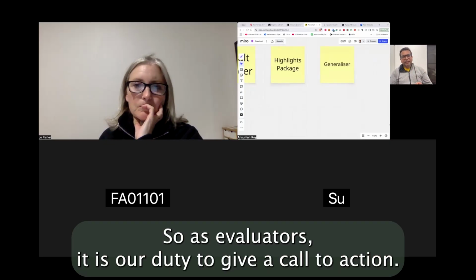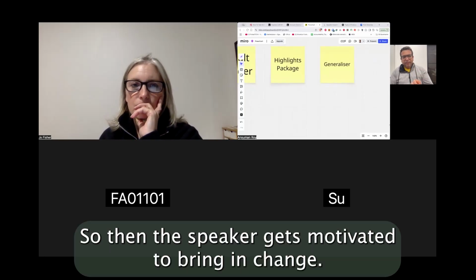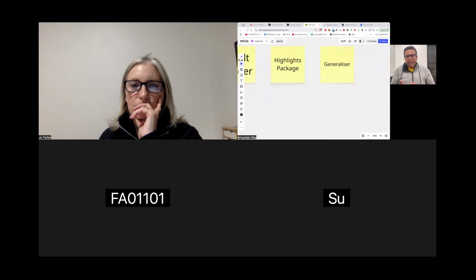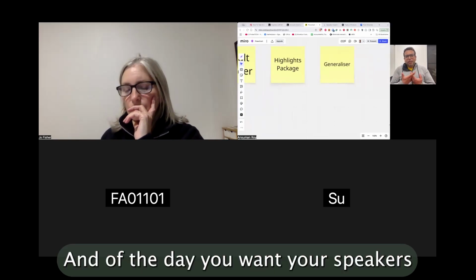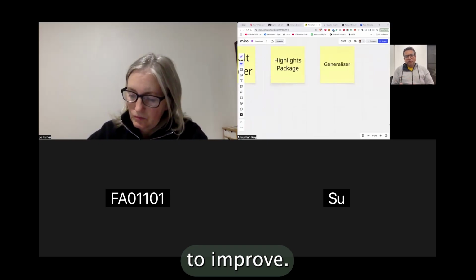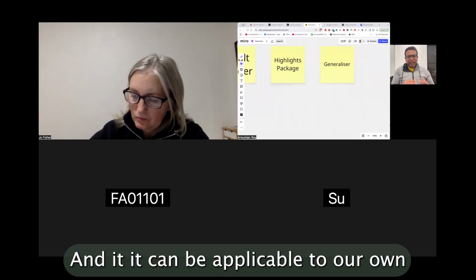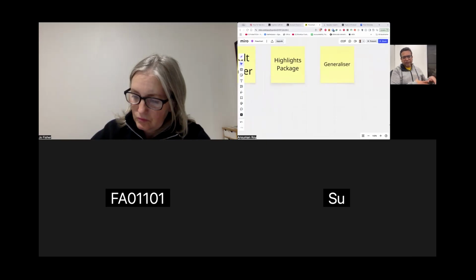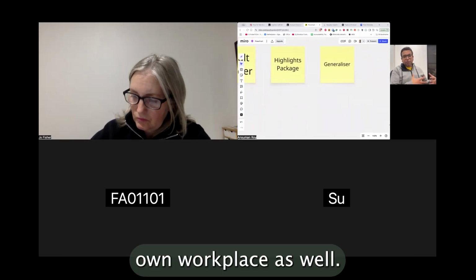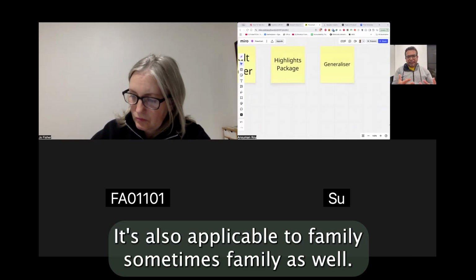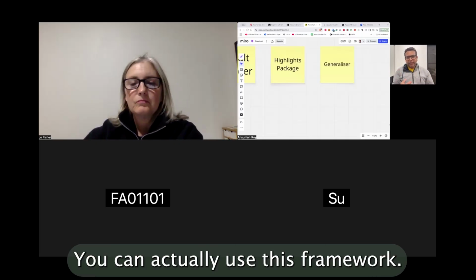So, as evaluators, it is our duty to give a call to action. So then the speaker gets motivated to bring in change. End of the day, you want your speakers to improve. And it can be applicable to our own workplace as well. It's also applicable to family, sometimes. You can actually use this framework.